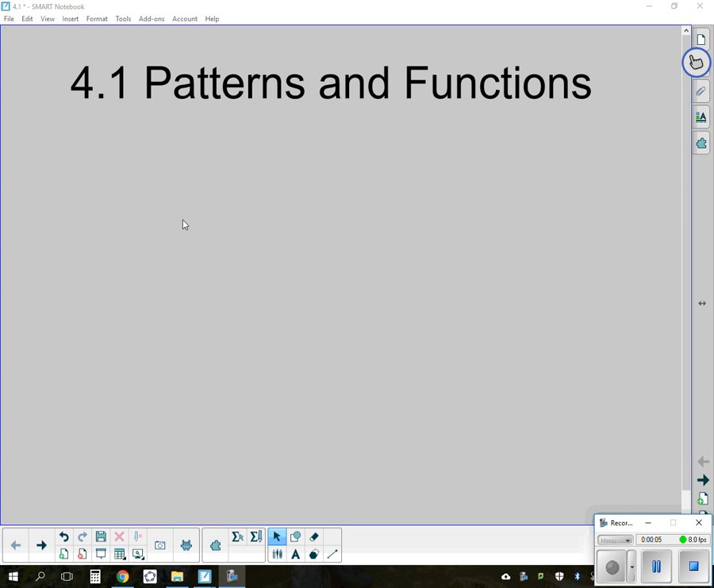Hey guys, we are going to start chapter 4, unit 4 now, and we are going to start with 4.1, patterns and functions. Going to do a lot of work with functions in this chapter, or in this unit.